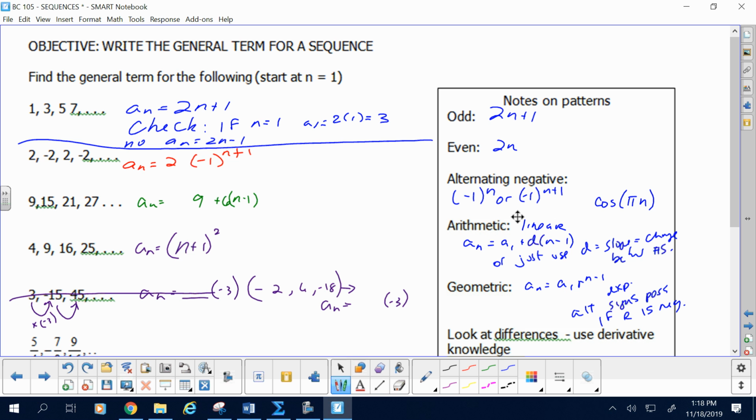What else do you need in there? You need a negative 2 to start with. And then how many times do you multiply by negative 3? N minus 1 times. When n is 1, you don't multiply by negative 3 at all. You just get a negative 2. When n is 2, you multiply by negative 3 once, and so on.